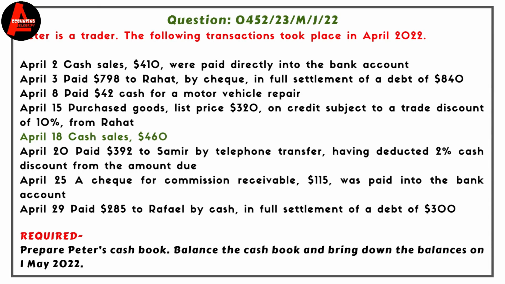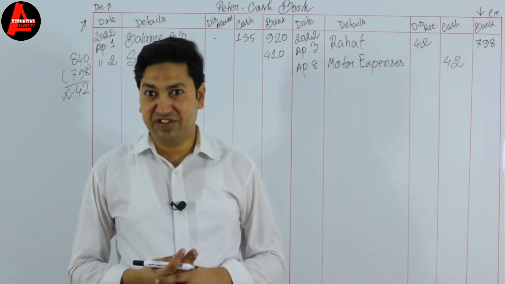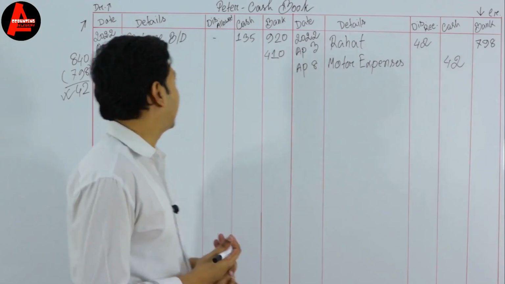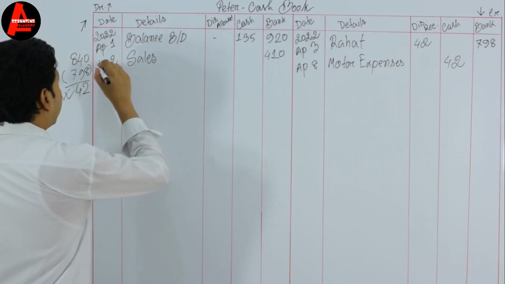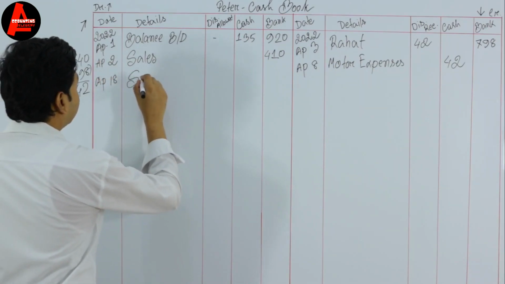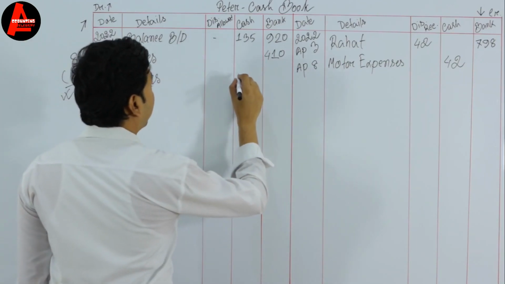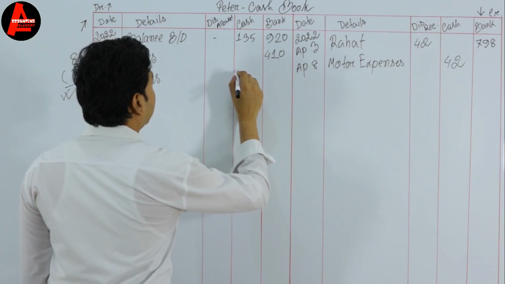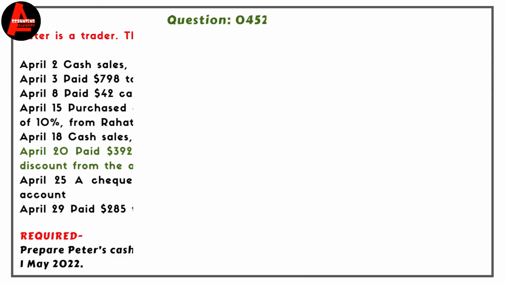Next one we have 18. Cash sales $460. Cash sales means you sold goods and you received cash. So does cash increase or decrease? Yes, it is increased. So we will write here on the debit side. We will write the date first. So here April 18, we will write here sales in the details column, and we will write $460 on the cash column. Okay, so this is also done.